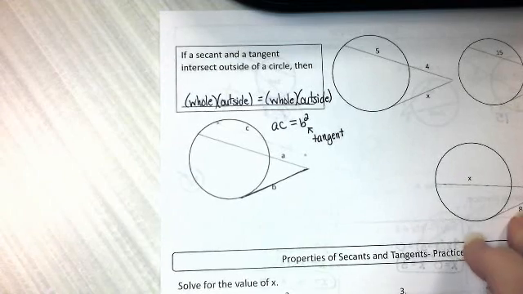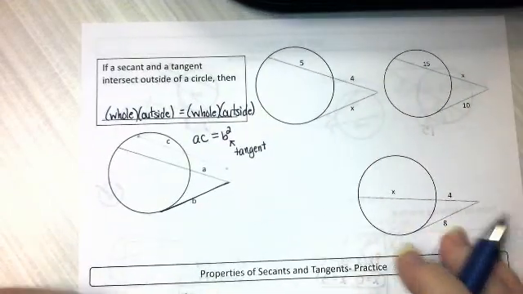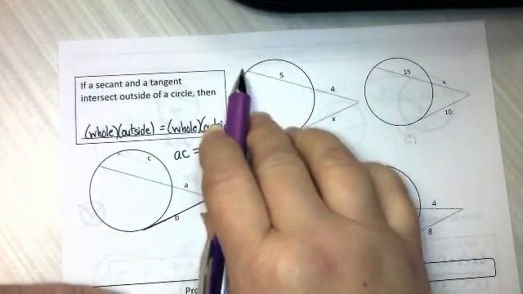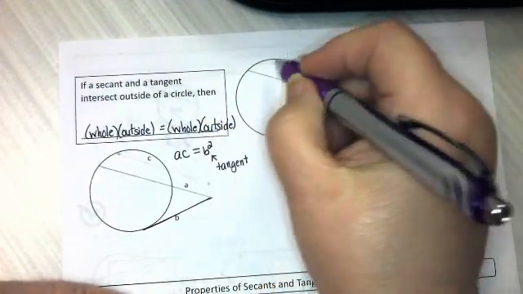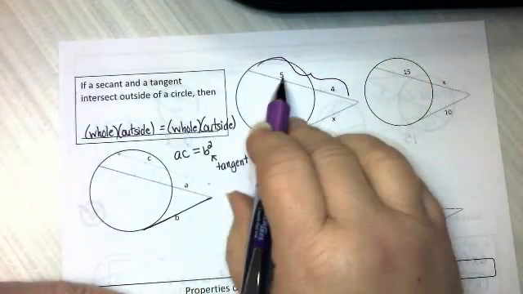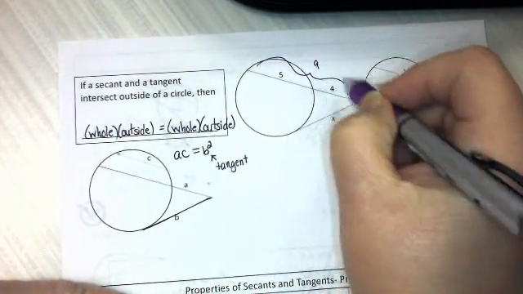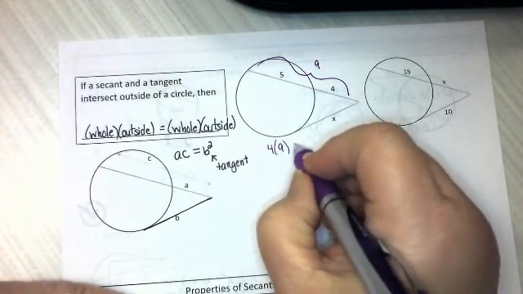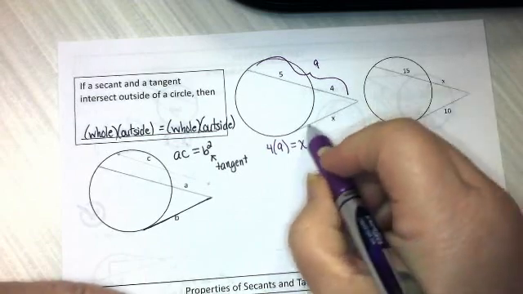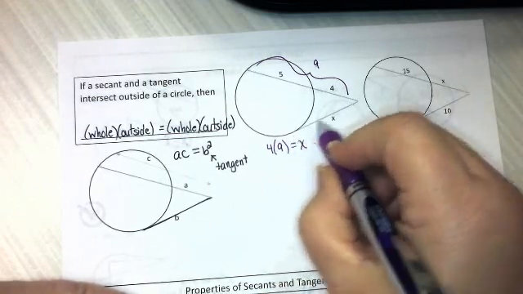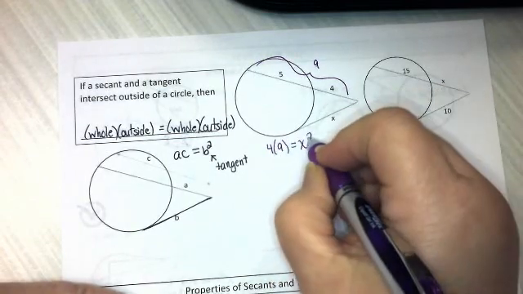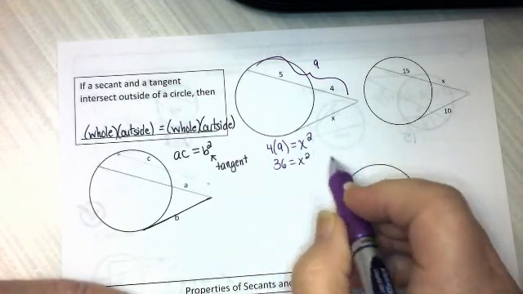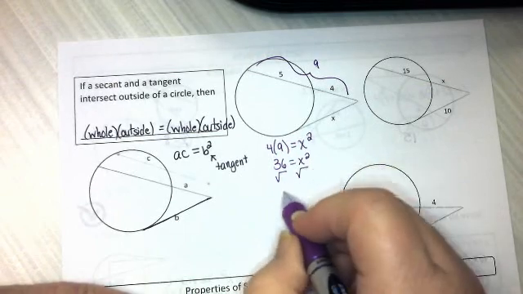So there's a few ways this could show up in our problems. So let's take a look. The first one, we got our secant and our tangent. So our secant has the whole thing is 9, the outside is 4. The whole thing times the outside, and this is my tangent where the whole thing is the outside, so it's x squared. So if 36 equals x squared, we take the square root of both sides.